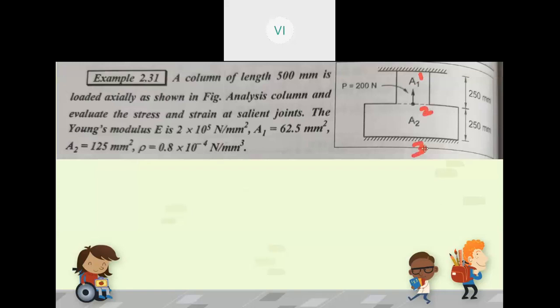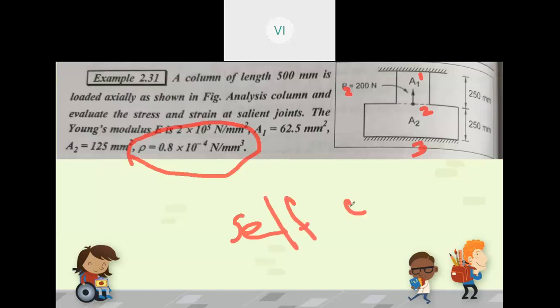There are 3 knowns given. Here the load is acting at point number 2, that is P2. What they are giving here is the rho value. Rho value means the self-weight. So we have to find out rho AL. That formula you have to use and find out the force value.